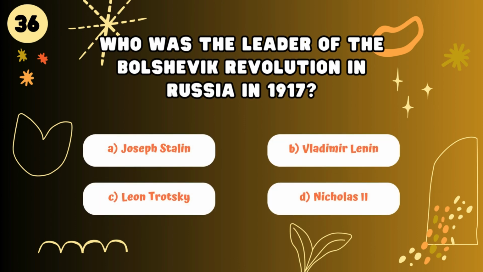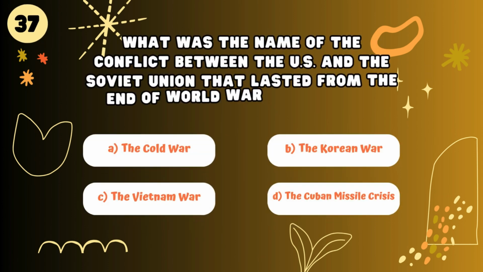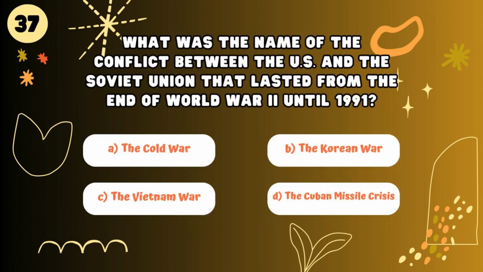Joseph Stalin, Vladimir Lenin, Leon Trotsky, Nicholas II. Answer: Vladimir Lenin. What was the name of the conflict between the U.S. and the Soviet Union that lasted from the end of World War II until 1991? The Cold War, the Korean War, the Vietnam War, the Cuban Missile Crisis.